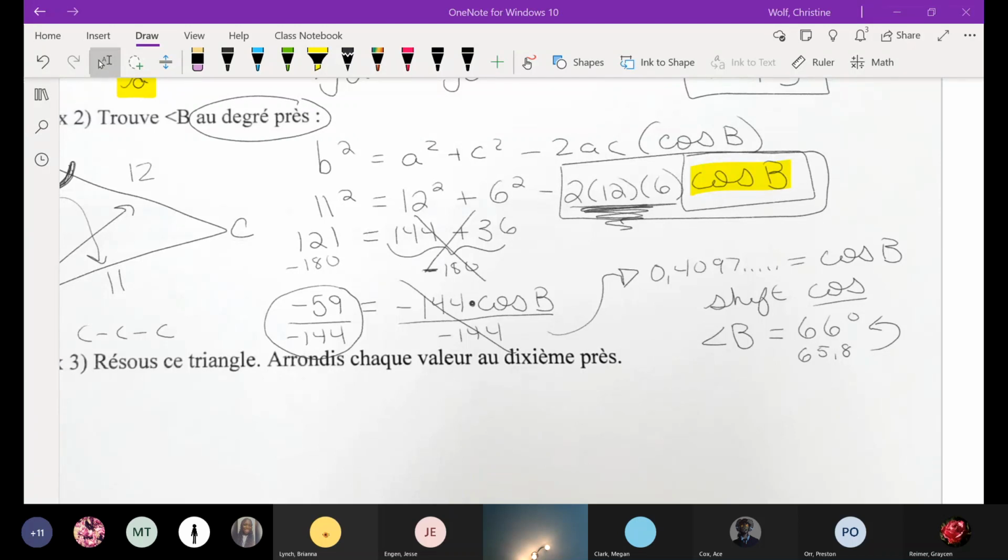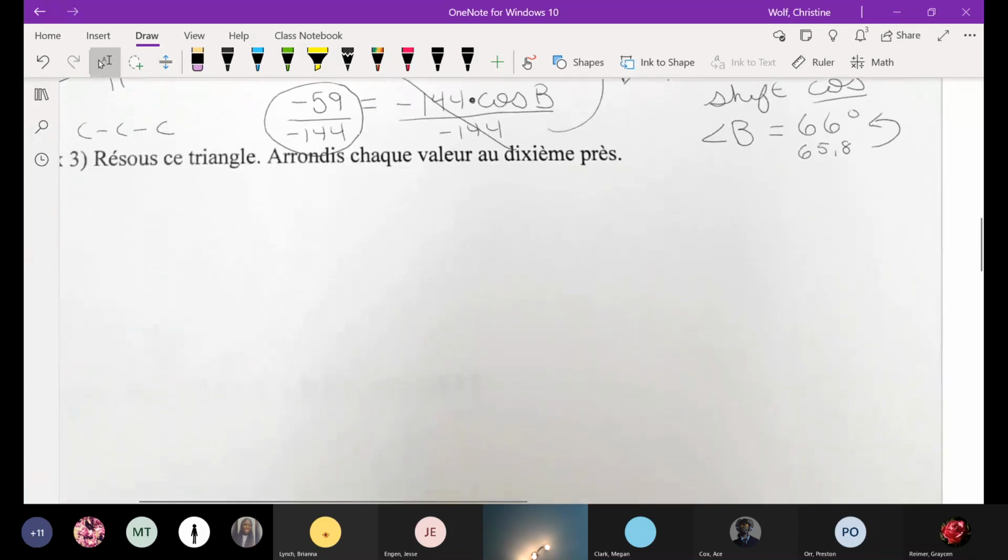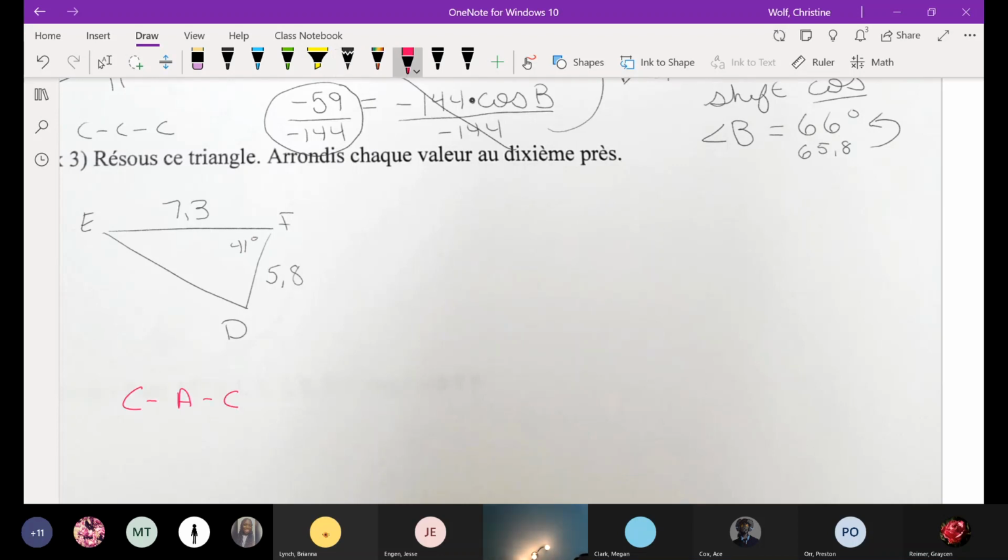OK. All right, so ici, nous allons résoudre un triangle. So voilà le triangle 7.3, F, D, ça c'est 5.8 et ça c'est 41 degrés. OK, so on sait que ça c'est loi de cosinus parce que c'est côté, angle, côté. We have the angle sandwich happening. Okay, whenever you have the angle sandwich, the only thing you can do is the cosine law. That's how you have to start.